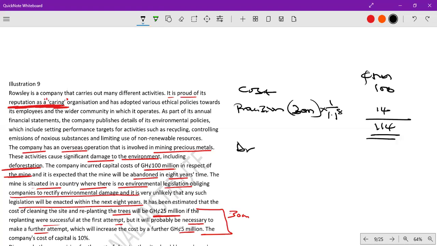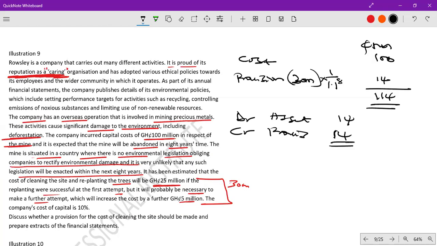So what is the double entry? We are going to debit the asset, which is the mine, 14, and credit a provision of 14. What will happen at the end of the year? We are going to charge depreciation based on the total cost of the mine. So how much will be the depreciation charge?